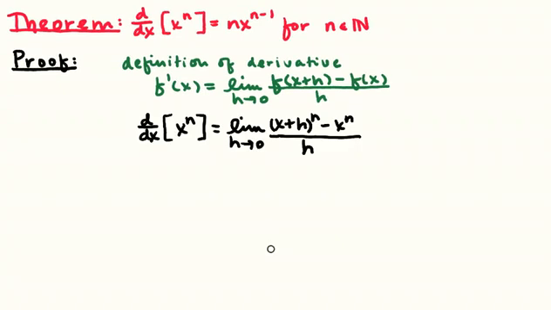And so what we're going to do is take f of x plus h, which in this case is going to be x plus h to the nth power. We're going to subtract f of x, which is x to the n, and we're going to divide by h. And we're going to be interested in what happens to this fraction as h goes towards 0.